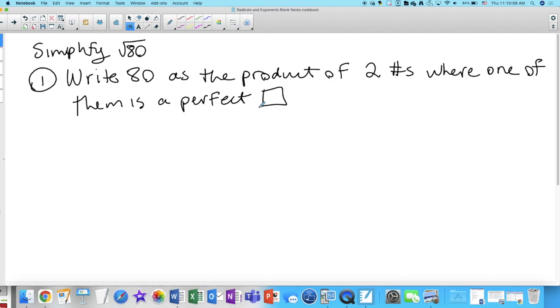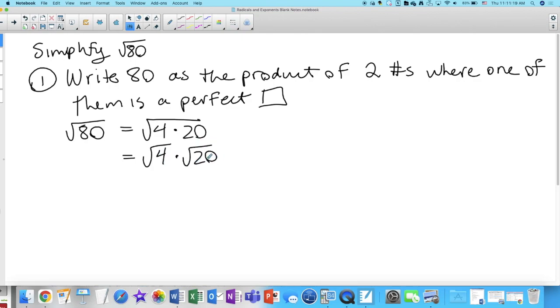So instead of writing the square root of 80, I'm going to write it as the square root of 4 times 20. Okay? Now, I'm allowed to break this up. We just saw that on the previous page. I can actually write this as the product of two radicals. Square root of 4 times the square root of 20 has the same value. What is the square root of 4? 2. There you go. So now I have a mixed radical.